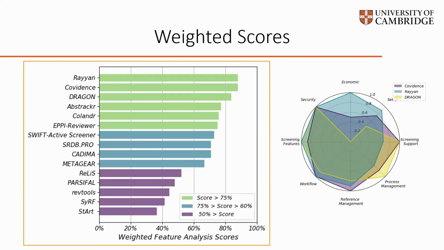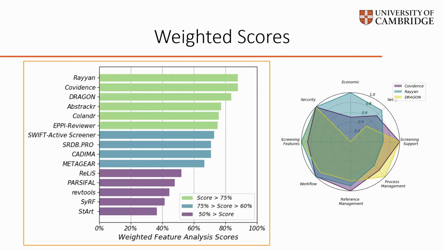So we then combined the initial assessment we'd done of what features were present in each software tool with the relative importance of each feature in order to get an overall score for all of the different software tools that we'd assessed. And in this graph, on the left, I've presented the overall score from the feature analysis, with all the different tools ranked in the order of how they scored.